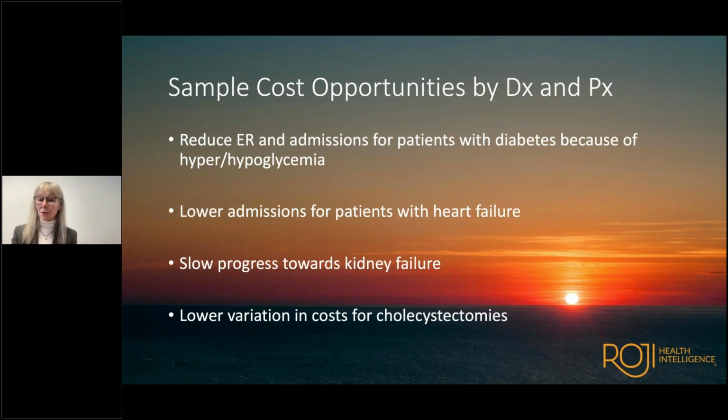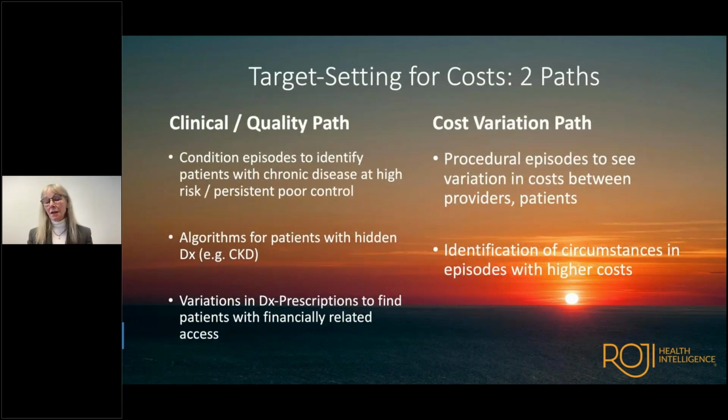Not with only claims data, for sure. So that's one of the things that comes up when you start looking at real cost opportunities, and how you can drill down: where the data is going to come from. But basically, you're going to have two paths to reduction of cost. One is a clinical or quality path, where you will have to use tools to identify patients who are at high risk or persistent poor control. You will have ways of identifying patients with hidden diagnoses that are progressing and causing cost issues in various services. And you will have variations in the way prescriptions are applied to individual patients along the chronic care map that may help you identify financially related access as well, your health equity.